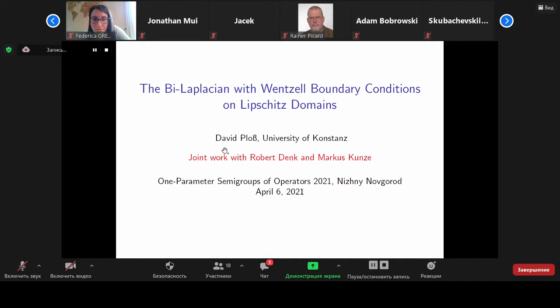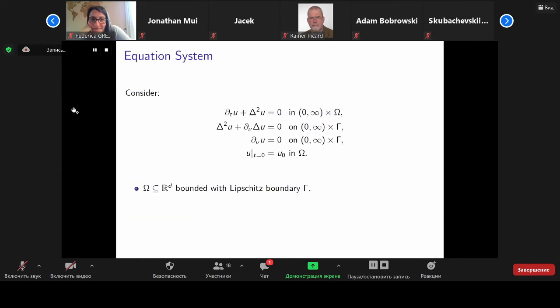And now let's take a look at the set of equations that we've just already seen. Here, once again, in the first line we have the biharmonic equation, just as in the last talk. And then in the third line, we have some Neumann boundary conditions and some initial conditions. But what makes this system so special is the second line, where we have the so-called Wentzell's boundary conditions, which allow the operator itself to appear on the boundary. And what also makes this a little bit special is that we consider this type of boundary conditions on Lipschitz domains as well, so we don't have that much regularity.